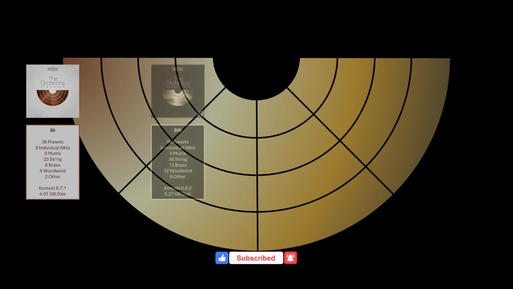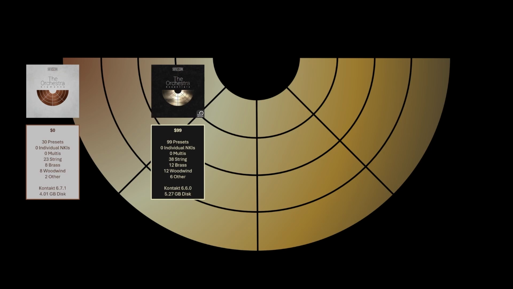The next level up is the Orchestra Essentials, which retails for $99. It adds the ability to swap individual instruments out when browsing presets so that you can really begin to tweak and experiment. The number of presets bumps up to 99, again evenly split between categories. There are now 38 string, 12 brass, and 12 woodwind articulations. An organ toccata is added, along with 3 percussion elements.